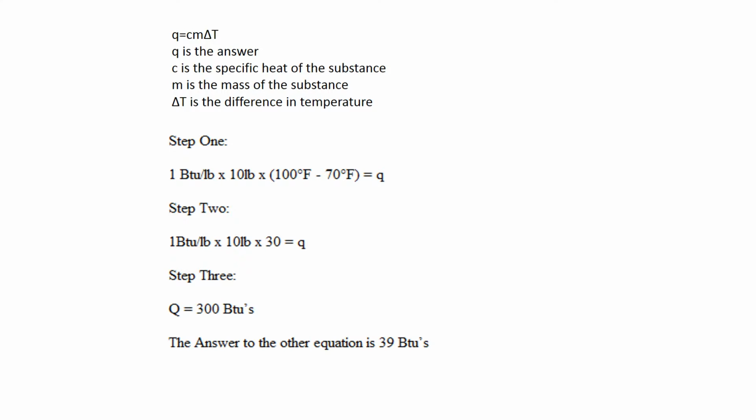In step 2, you have found your difference in temperature. 1 BTU per pound times 10 pounds times 30 equals Q. In step 3, you multiply your numbers together and you have found your answer. Q equals 300 BTUs. The answer to the other equation is 39 BTUs.